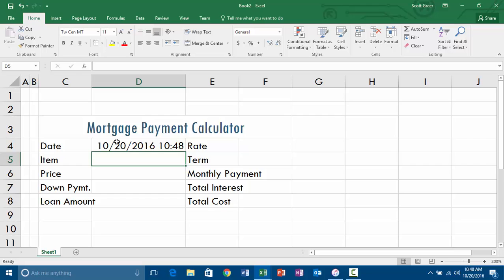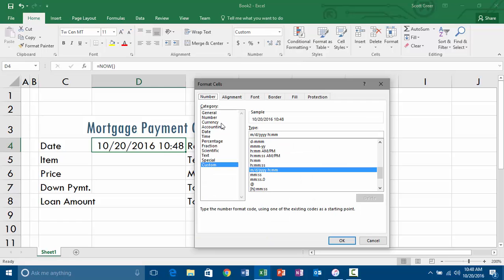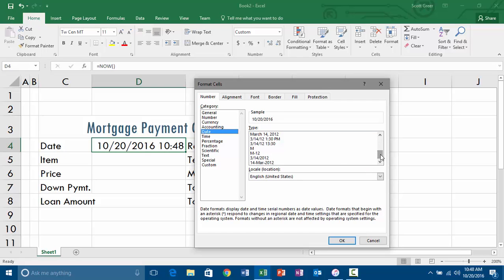We want to reformat this date because we don't want the time on it. We just want the date. And the book is asking us to do it where we have the day first, the abbreviation of the month, and then the year, 4 digits. So we're going to go ahead and go up to custom format. Up there in the number format, we're going to go down to date. And then we're going to scroll all the way down to the bottom. And here it is. The 2-digit day, the abbreviation for the month, and the year.